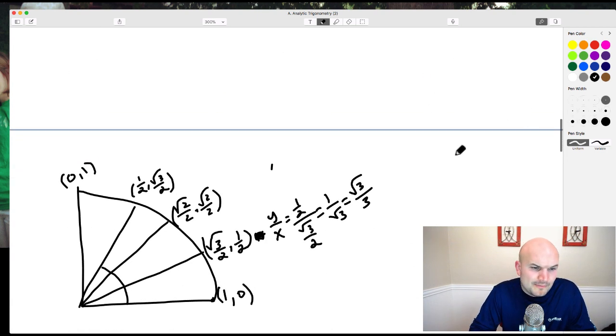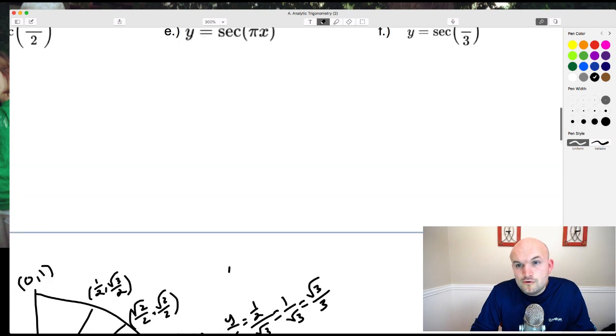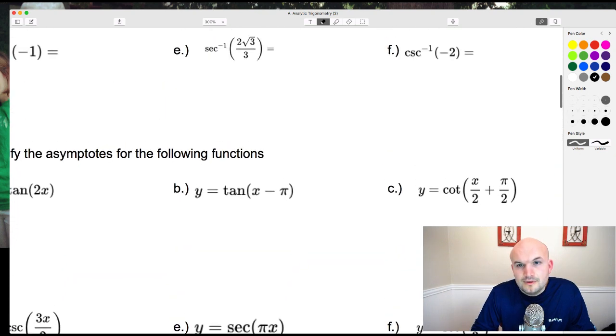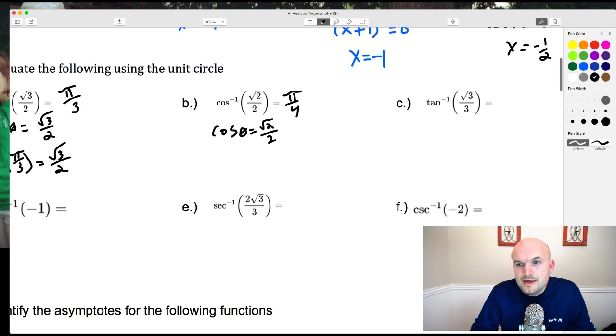Anyways, what was that angle, though? That angle, so if this one was pi over 3, this angle is going to be pi over 6. Okay, so that one equals pi over 6. Okay, so now let's go ahead and move on to the next one.